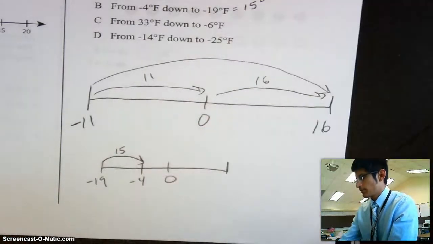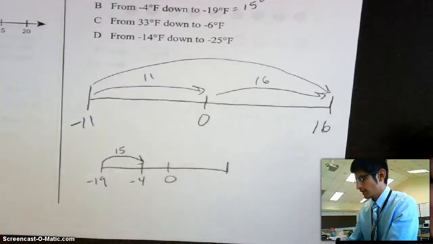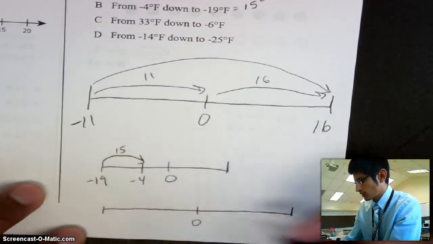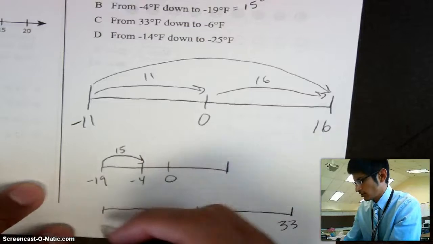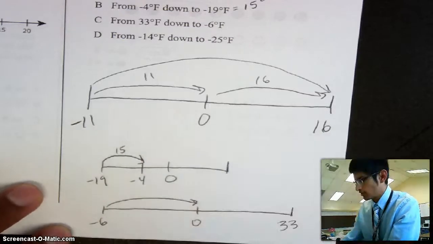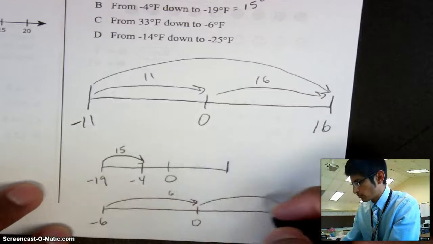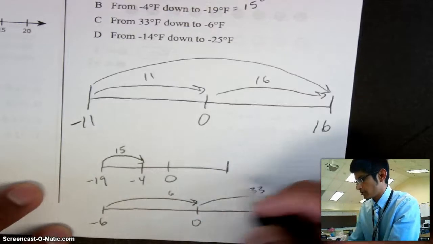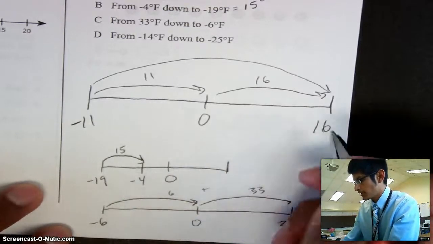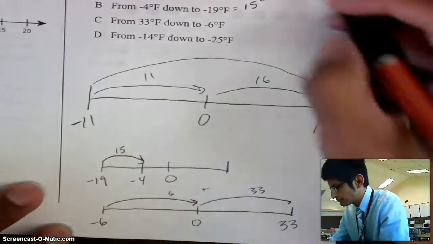My next one, from 33 to negative 6. Here's 0. Here's positive 33. Here's negative 6. The distance from negative 6 to 0 is going to be 6. And the distance from 0 to 33 is going to be 33. So I put this together, and 6 plus 33 is going to be 39.